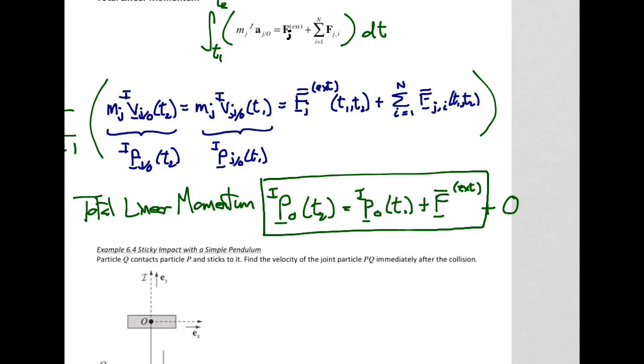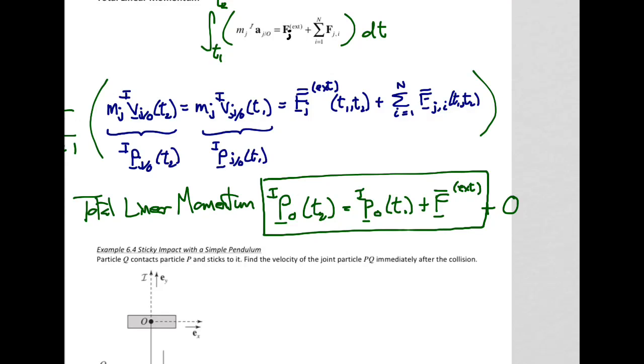To repeat that, the total linear momentum of the system at time 2 is equal to the total linear momentum at time 1, plus all of the impulses that are given to the system by external forces only. That means any internal forces, any constraint forces that are internal, any springs, dashpots, dampers, anything like that, don't contribute to the impulse that would change the momentum of the system.